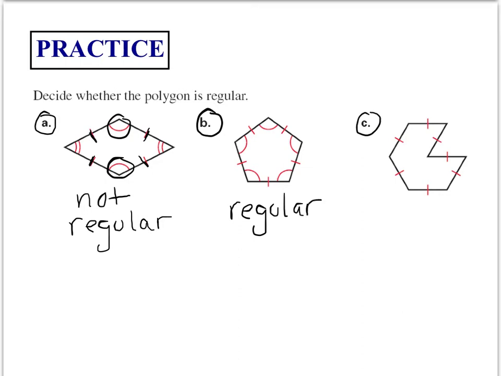For figure C, this polygon, we know all the sides are congruent, we don't know anything about the angles. And we can clearly see that some of these angles won't be congruent. So, since we don't have enough information shown in our diagram, we conclude that it is not regular.